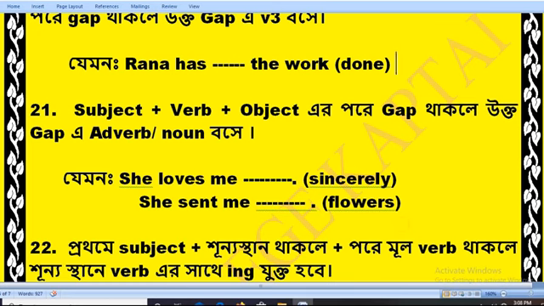Now 21. If you see before the gap there is subject plus verb plus object, right? She loves me. Here the subject is she, loves is a verb and me is an object. So in that case, what will you write after the gap? In the gap, you have to write here either adverb or noun. She loves me sincerely.